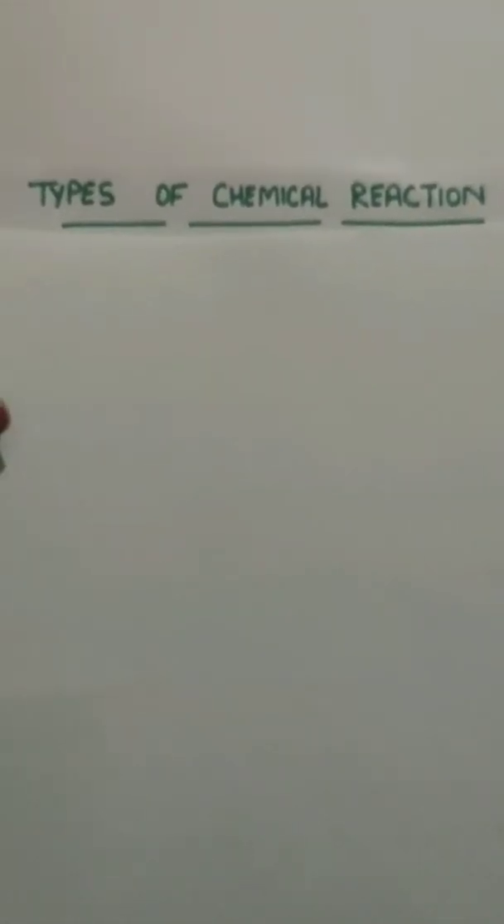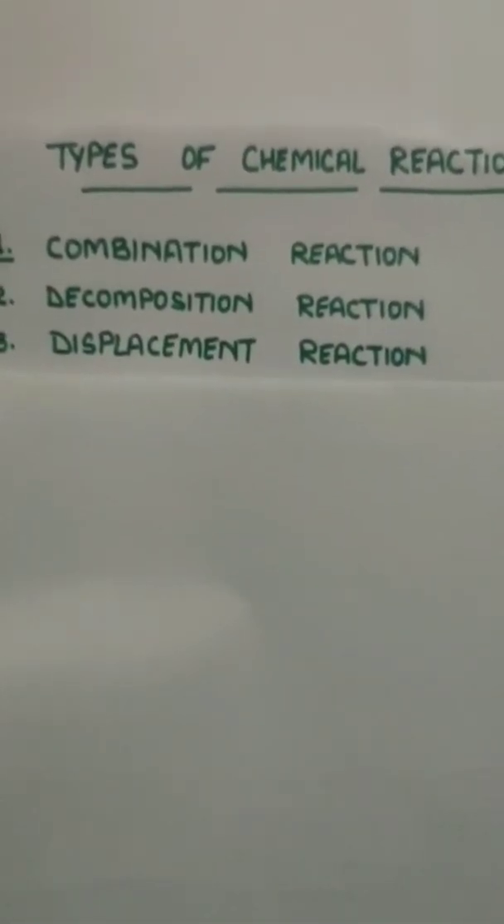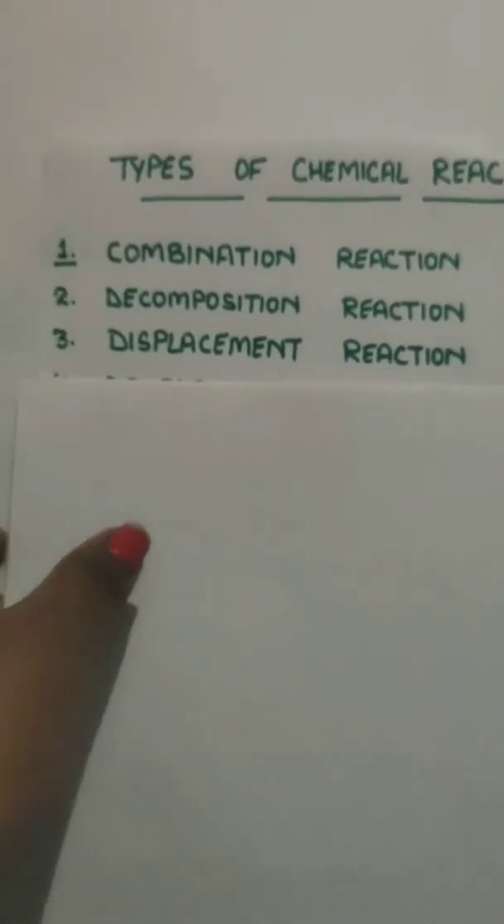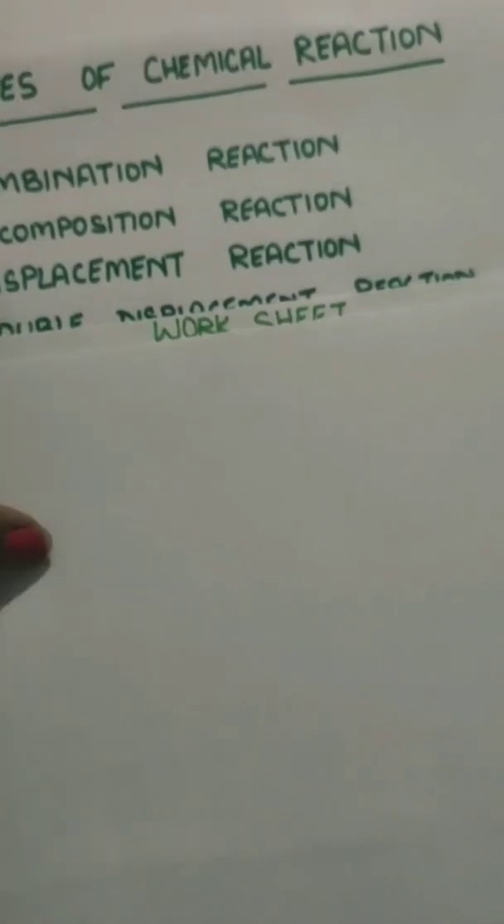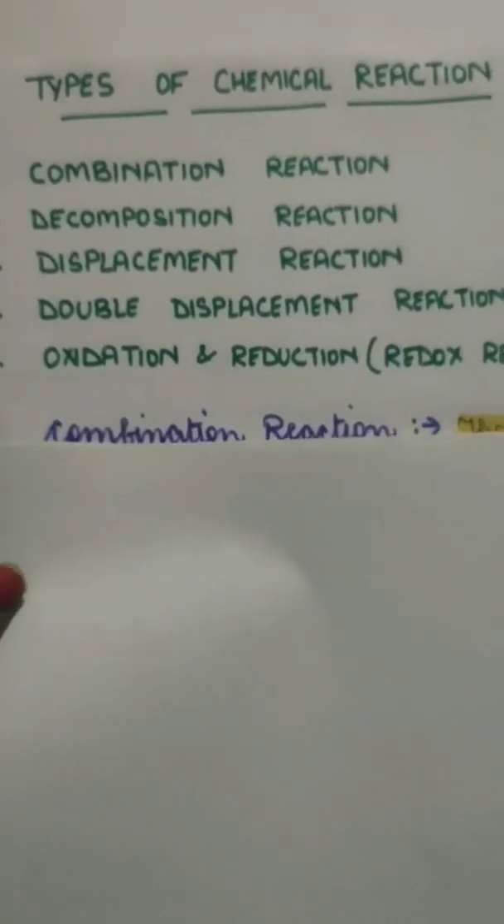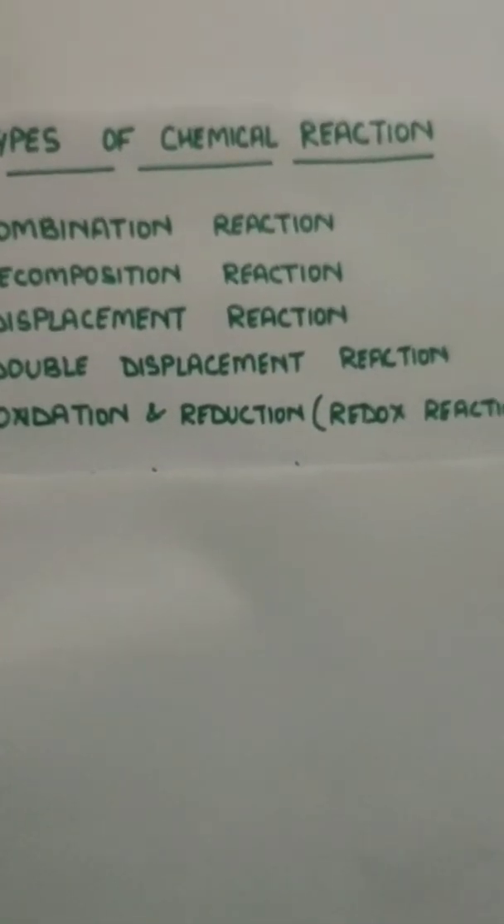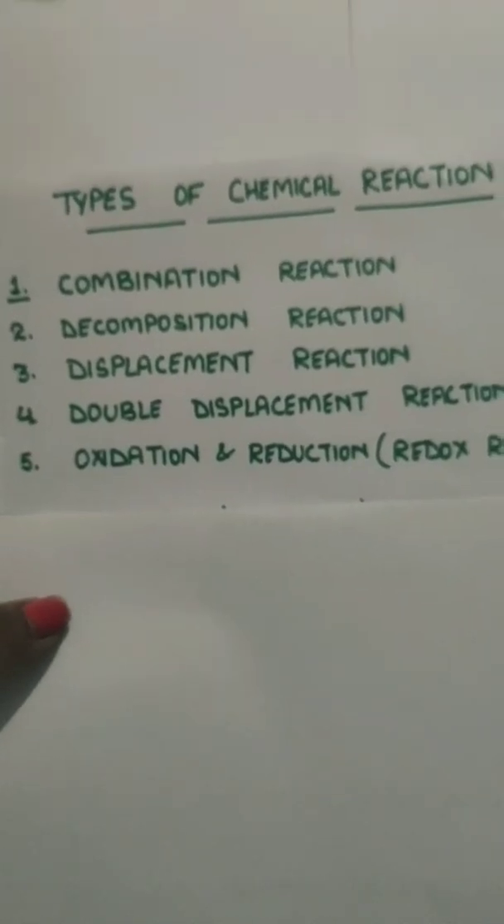Now today we have learned very important topics of our chapter. We have learned about types of chemical reactions. Out of those 5 types of reactions, we have learned 3: combination reaction, decomposition reaction, and displacement reaction. Still 2 reactions are left out, that is double displacement and redox reaction, that is oxidation and reduction. I hope all the topics I have taken today are clear.